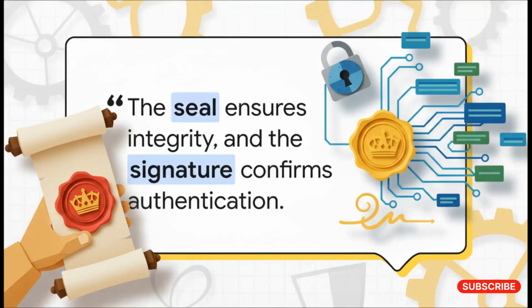This is a perfect analogy. Think about an old medieval letter with a wax seal. The unbroken seal itself proves the letter hasn't been opened. That's your data integrity, your hash. But it's the impression of the king's signet ring in that wax that proves it actually came from the king. That's the authentication, the digital signature. It's amazing, right? We've basically just digitized a concept that's been around for centuries.